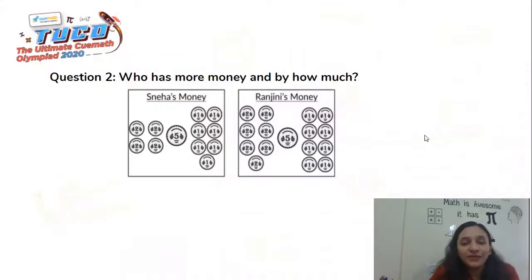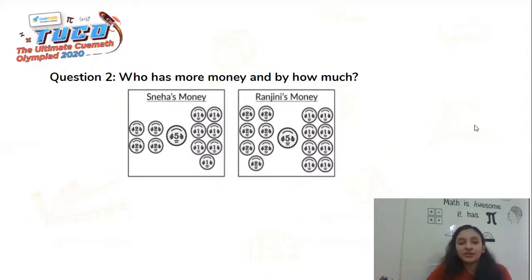We have got two boxes in which we have Sneha's money in one and Ranjini's money in the second. It says, who has more money and by how much? There are some coins given in each box. We have 1 rupee coin, 2 rupee coin, and 5 rupee coin in each of these boxes. Maybe different in number, but these are the only 3 types of coin that we have. I think all your children and students would have already seen these coins. They go to buy chocolates and other stuff.